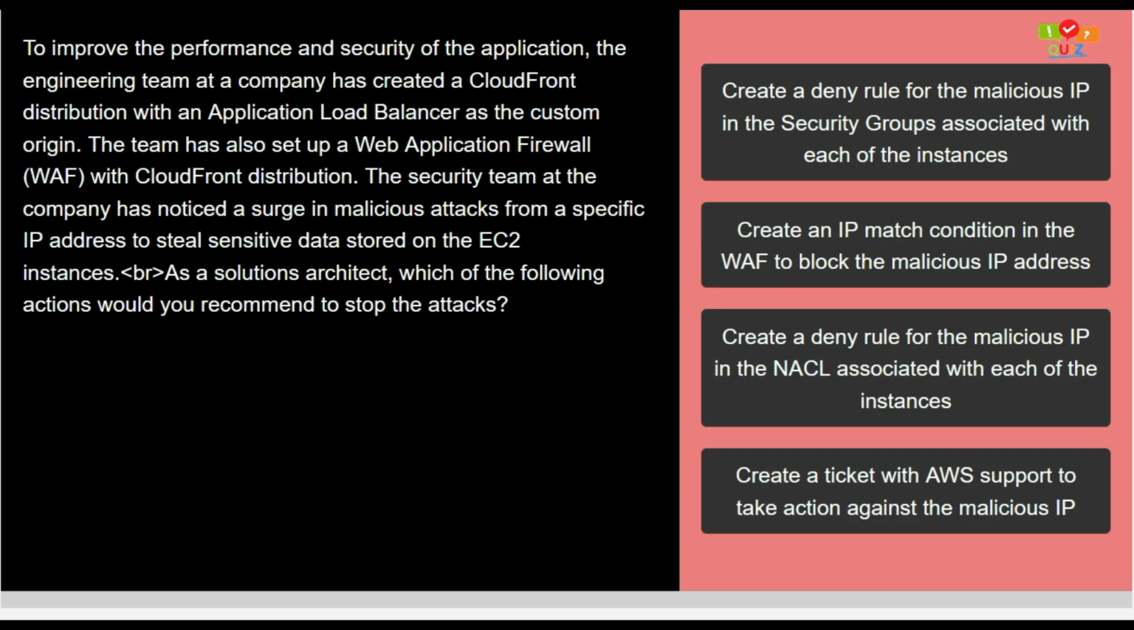To improve the performance and security of the application, the engineering team at a company has created a CloudFront distribution with an application load balancer as the custom origin. The team has also set up a web application firewall, WAF, with the CloudFront distribution. The security team at the company has noticed a surge in malicious attacks from a specific IP address to steal sensitive data stored on the EC2 instances. As a solutions architect, which of the following actions would you recommend to stop the attacks?